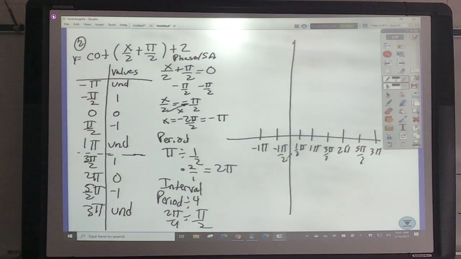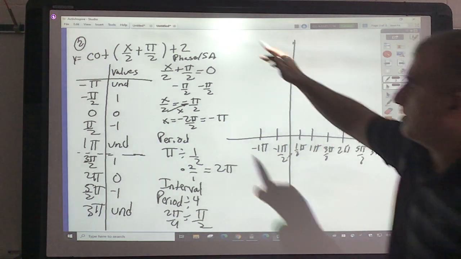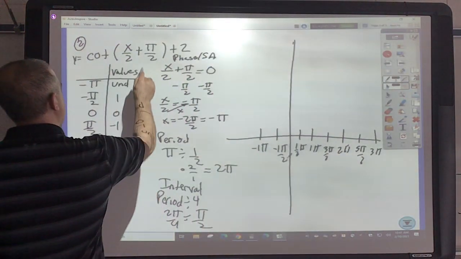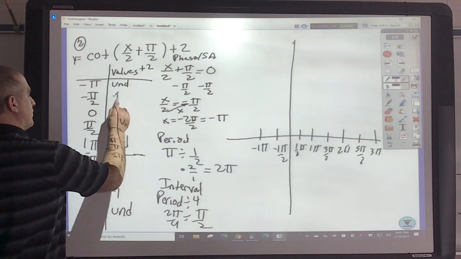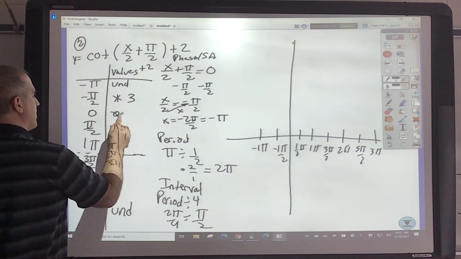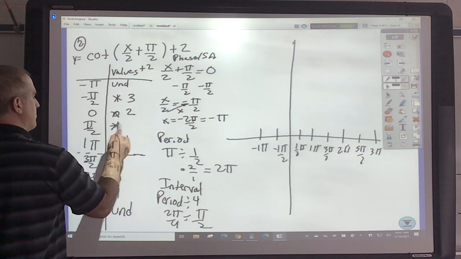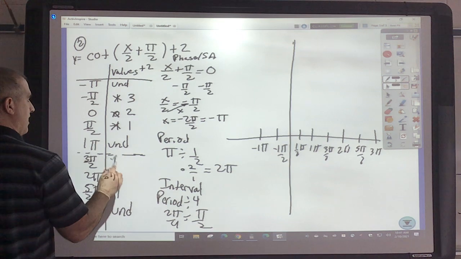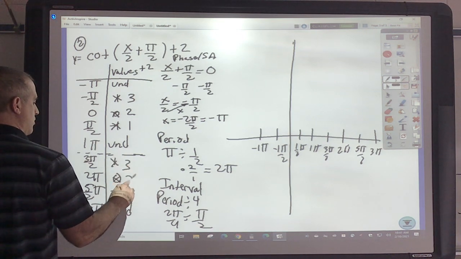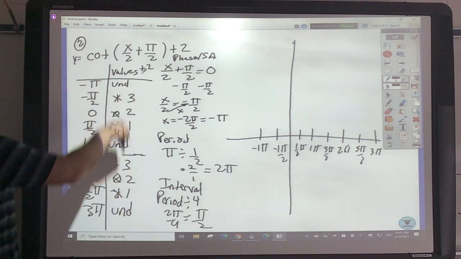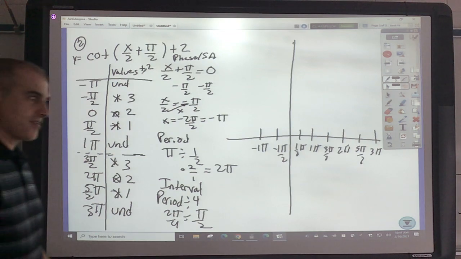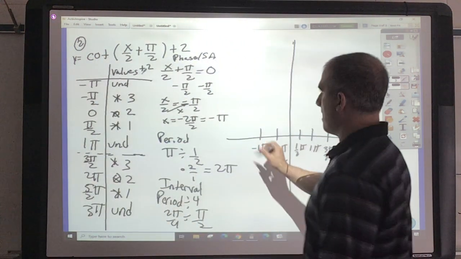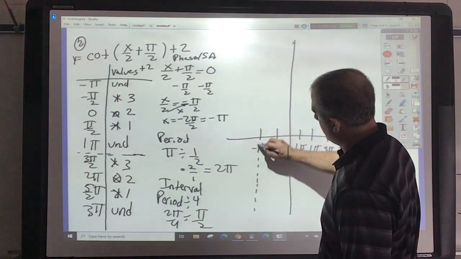Okay, all right. Now, let's talk about this 2 over here. That is going to be added to my values. So now this will be 3, this would be 2, this would be 1, that's still undefined, 3, 2, and 1. So I add 2 to all those values. Pretty simple stuff. Okay, at negative pi, I'm undefined.